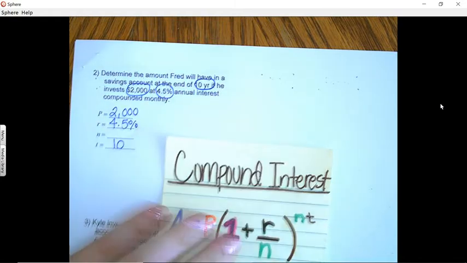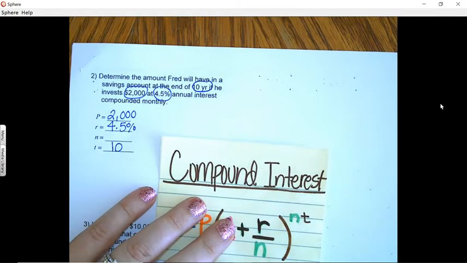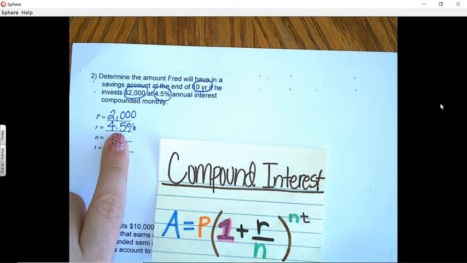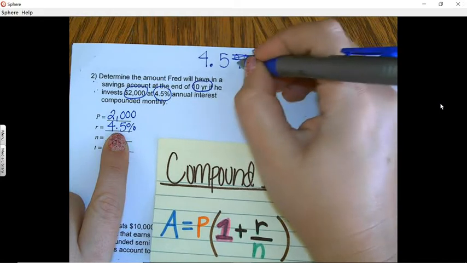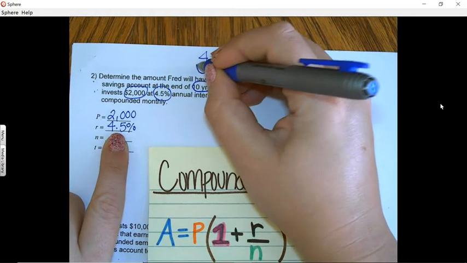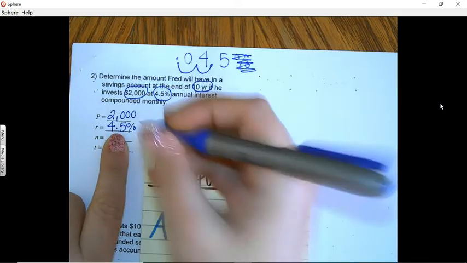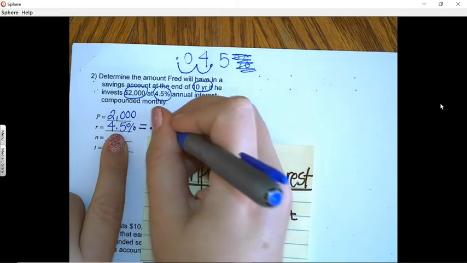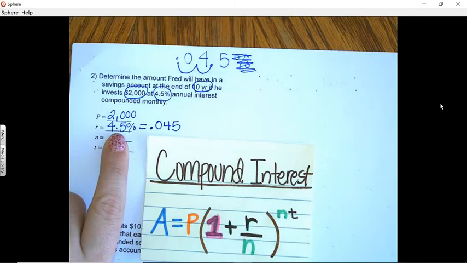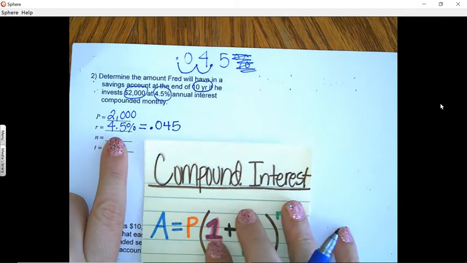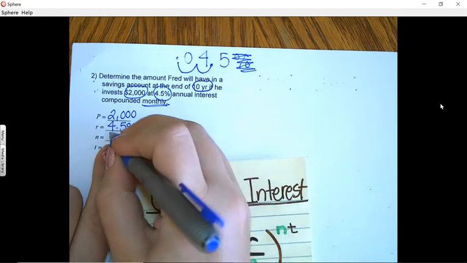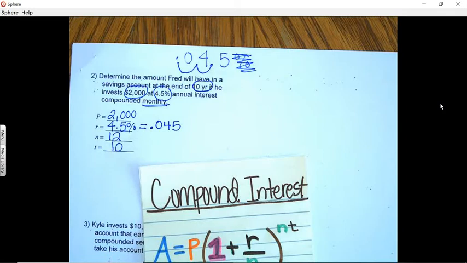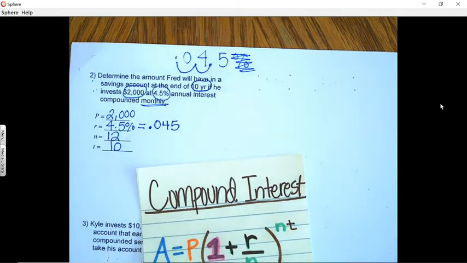But remember, when we write our rate, it has to be as a decimal. Now our percent is a decimal, but we have to take away this percent symbol. So when we take it away, we move the decimal 2 to the left. So we're going to use 0.045 in place of R in our formula. It says compounded monthly. So that is our N. Monthly means that percentage rate is going to be divided out into 12 increments, so monthly.